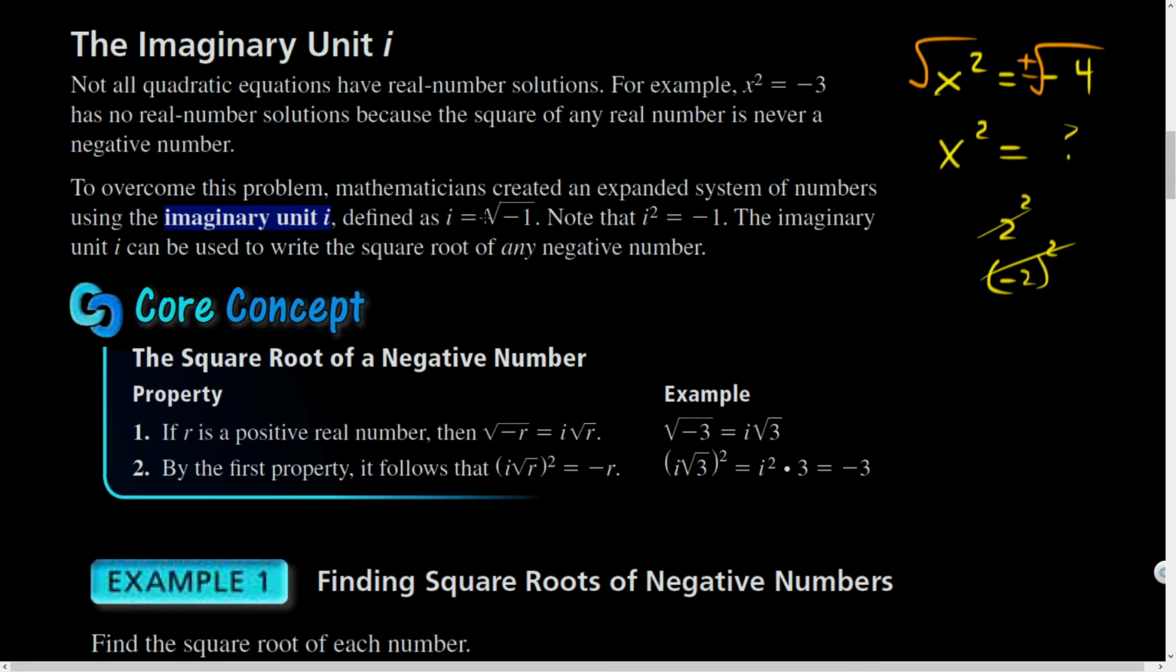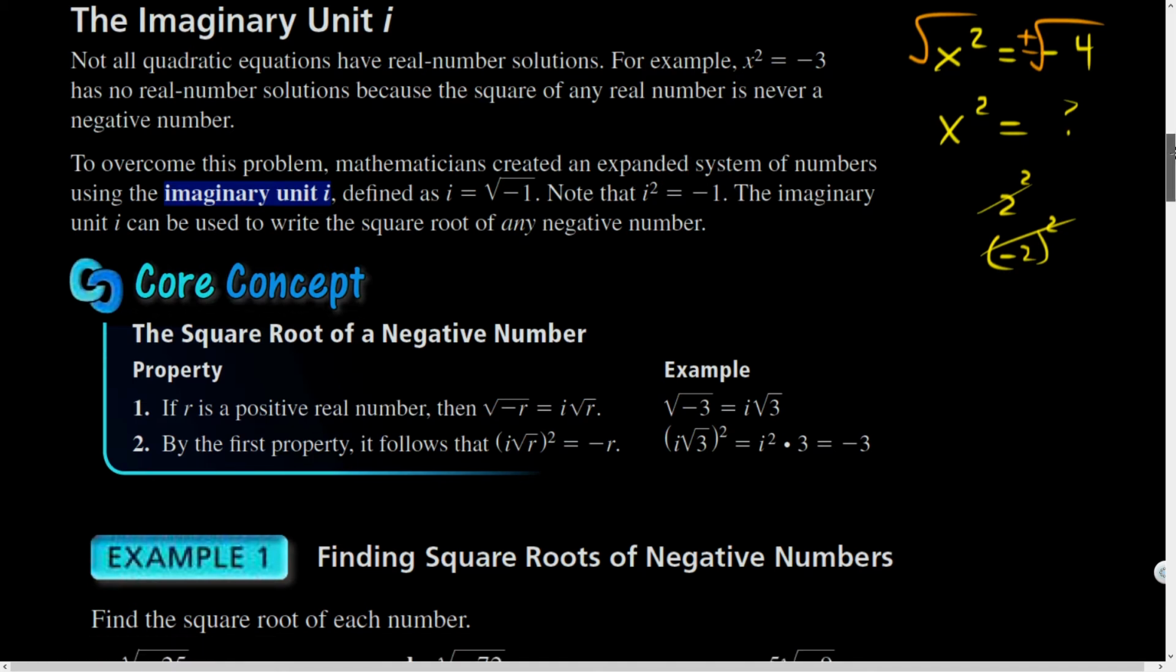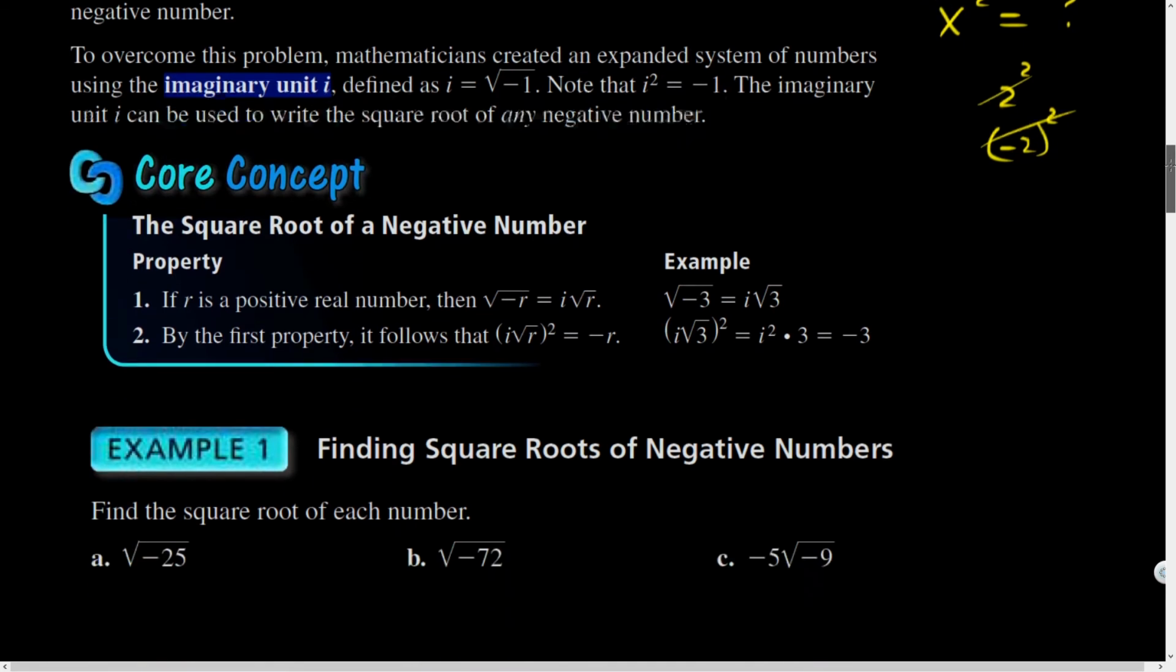To overcome this problem, mathematicians created an expanded system of numbers using the imaginary unit i, defined as i equals the square root of -1. Notice that if I was to square both sides of this equation, i squared would equal plain old -1. The imaginary unit i can be used to rewrite the square root of any negative number.